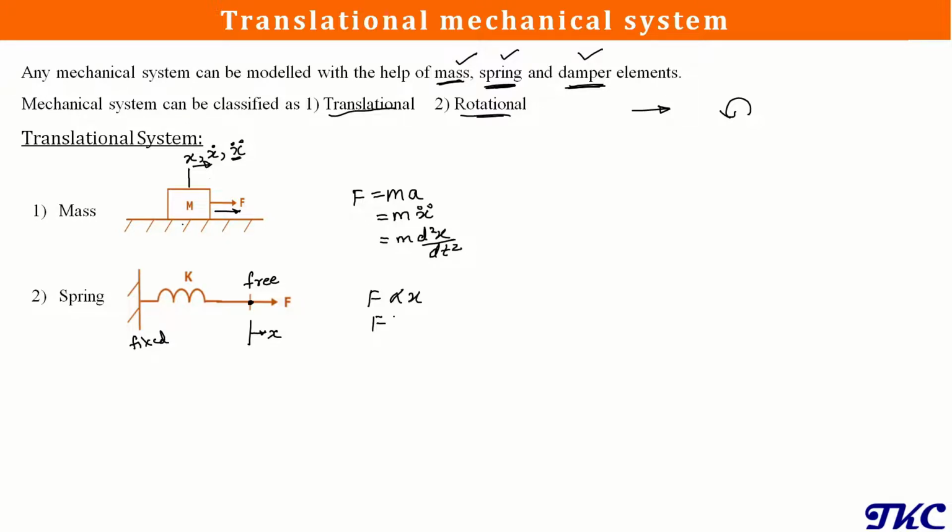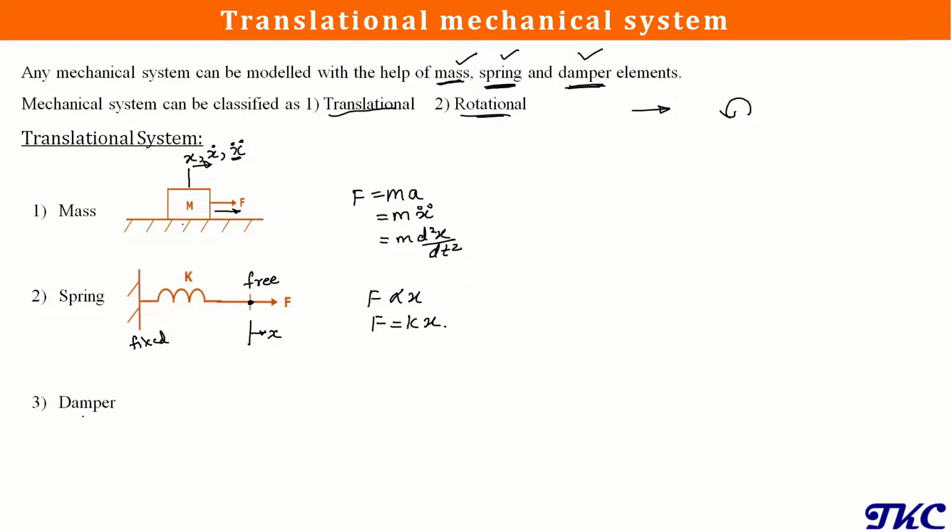When we remove this proportionality sign, it is replaced by K, the stiffness of the spring, into x. In this way, we can find the force contribution of the spring element, which represents the stiffness of the mechanical system.